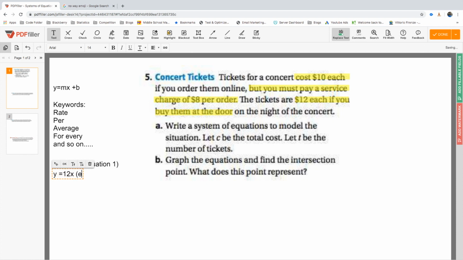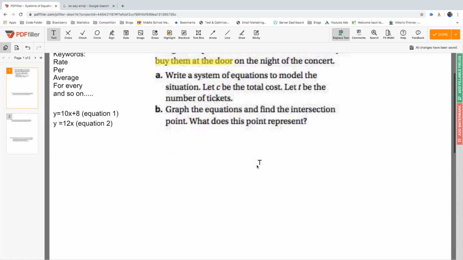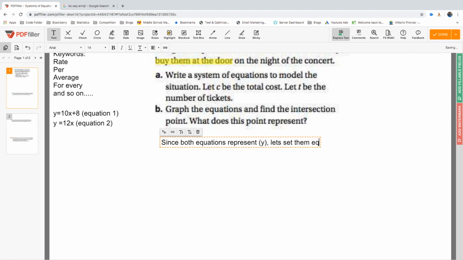I've highlighted some keywords. If you want to be more familiar with keywords, look at the previous video and I go into a little more detail with those keywords that we use to create these equations. The second equation is going to be y equals 12x. Okay, so the first thing I want you all to notice is that both equations start off with y equals, or they both represent y.